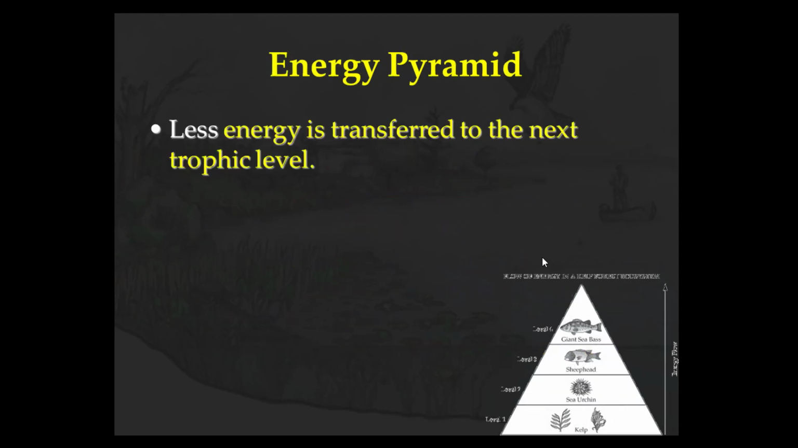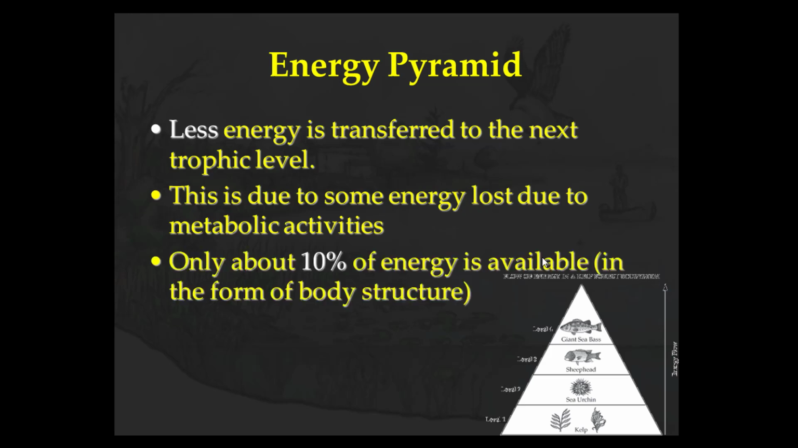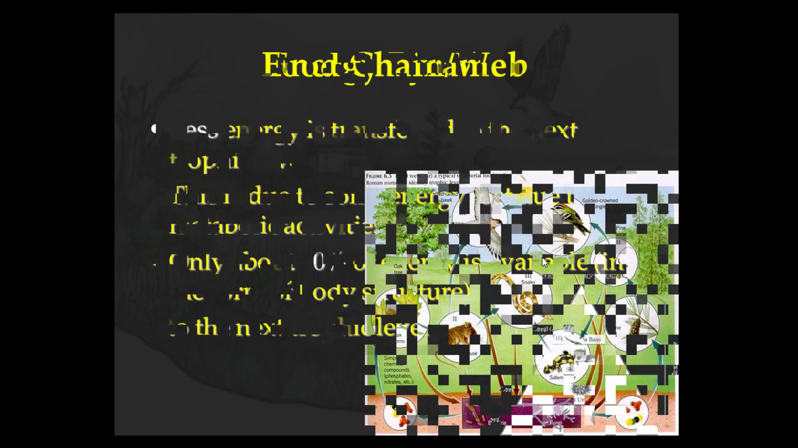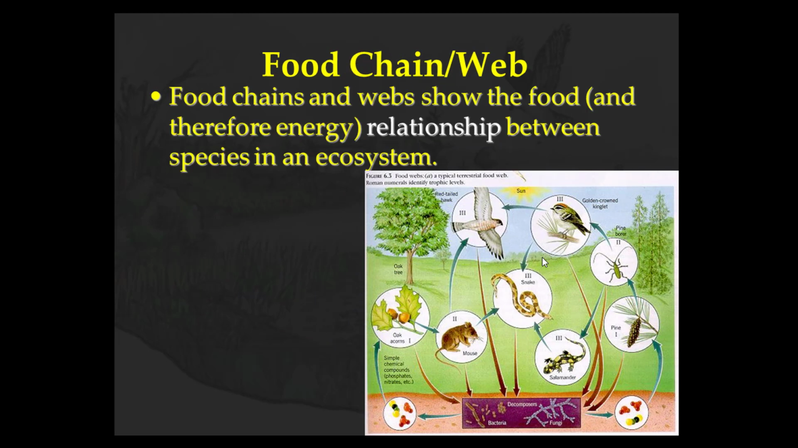Energy pyramid. Less energy is transferred to the next trophic level. This is due to energy loss through the metabolic activities carried out by an individual organism. Only about 10% of energy is available in the form of body structure to the next trophic level. Okay, food chain or food web. A food chain and food web show the food, and therefore energy, relationships between species in an ecosystem.